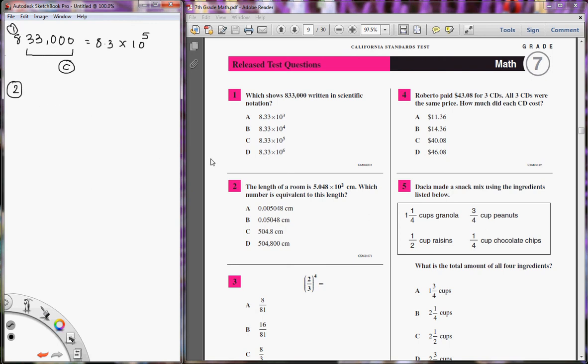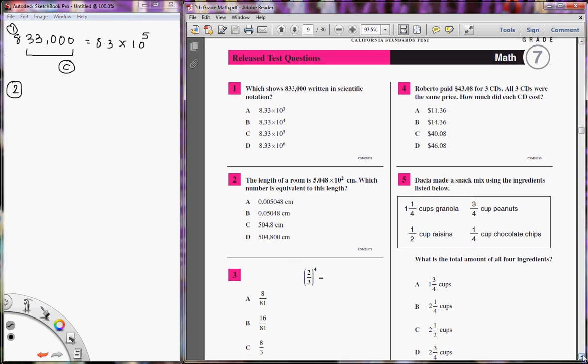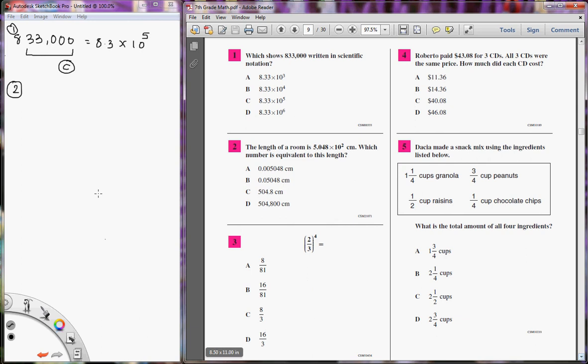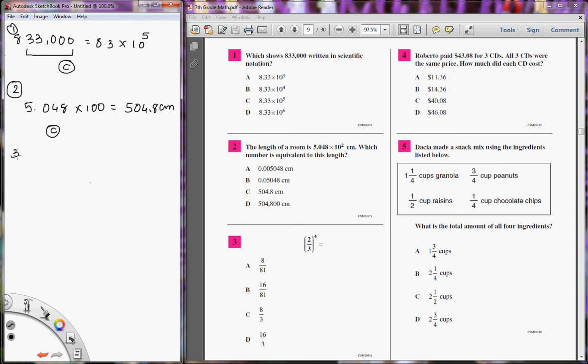Now the second question is the length of a room is 5.048 times 10 raised to 2 centimeters. Which number is equivalent to this length? So here it's 5.048 times 100. If I multiply by 10, it will be 50.48. If I multiply by 100, then it will be 504.8 centimeters. So the answer will be C here.